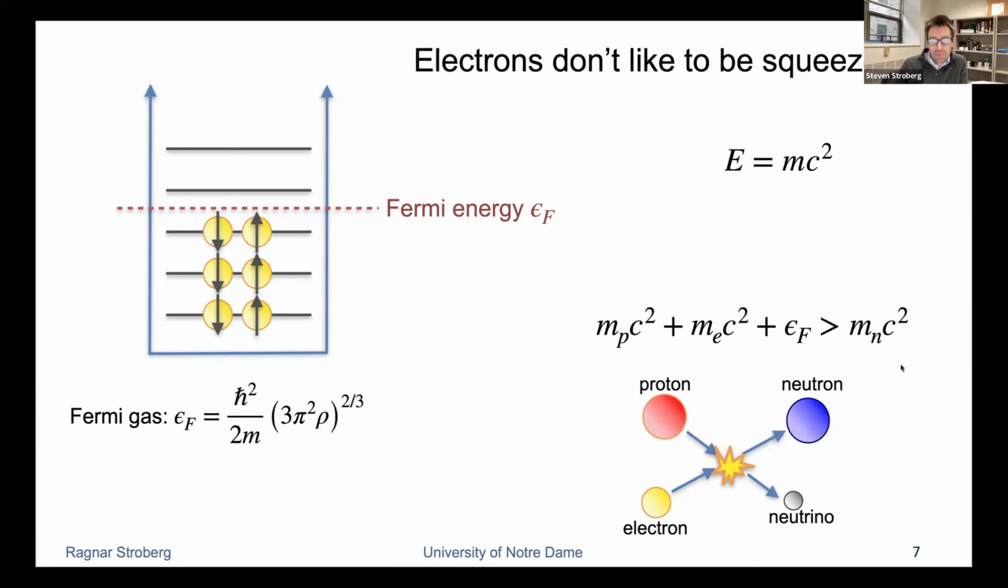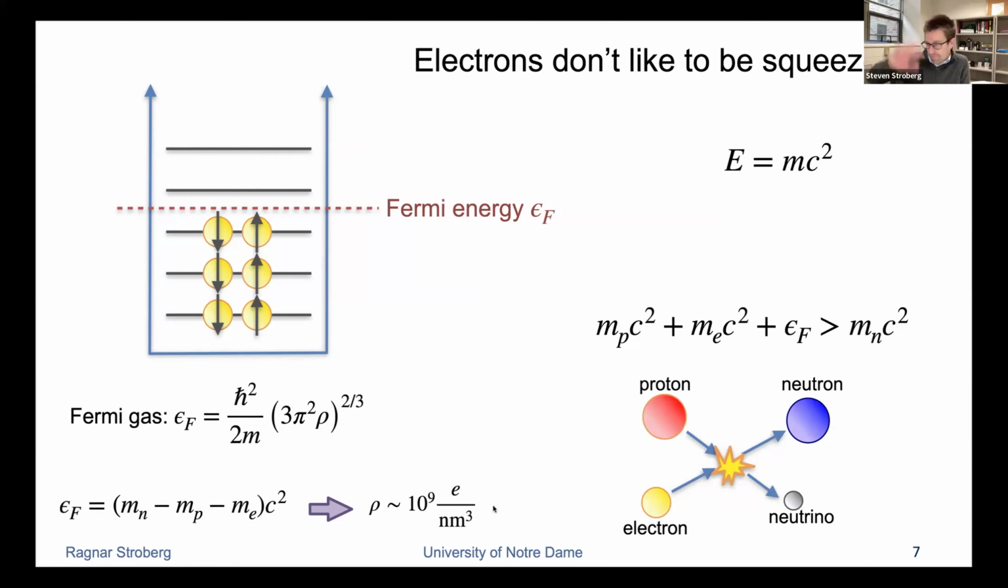The mass of the neutron is heavier than the mass of the proton, but eventually it becomes energetically favorable for the proton and the electron to combine into a neutron and a neutrino. You can kind of back-of-the-envelope estimate what you need that Fermi level to be, and then you plug it in here, and that's something like 1 billion electrons per cubic nanometer.